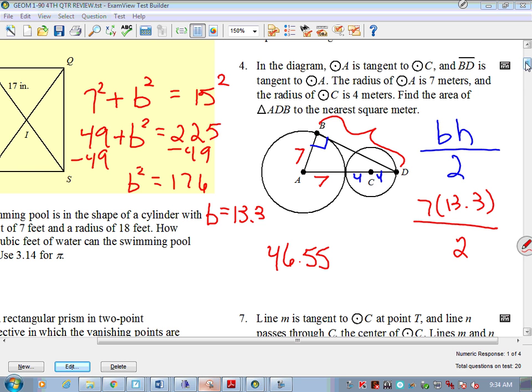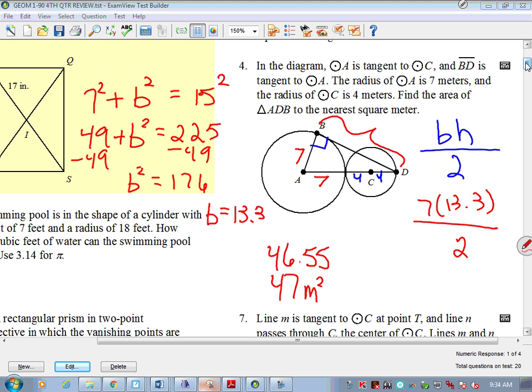$46.55, but let's look back at the question here for a second. Do I want 46.55 or do I want to do something else there? Look at the very end of it. Find the area of triangle ABD to the nearest what? So 47 meters squared. What's the answer? 46?